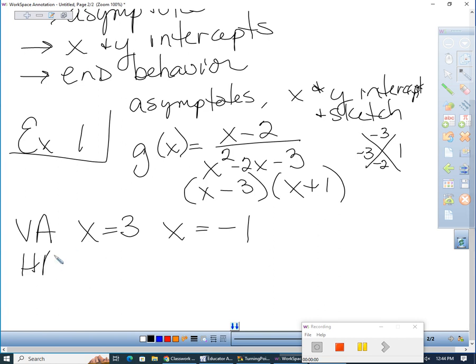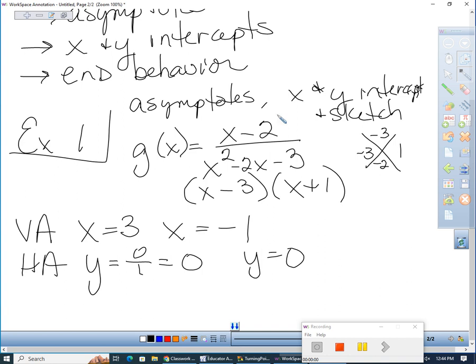Horizontal asymptote. Y equals, remember that we take the highest exponent and we take their coefficients. The highest exponent in this whole function is x squared. So how many x squareds do we have on top? 0. And how many do we have on the bottom? 1. 0 over 1 equals 0. So we have a horizontal asymptote at y equals 0. So far we have those two. That takes care of the first thing I asked for.